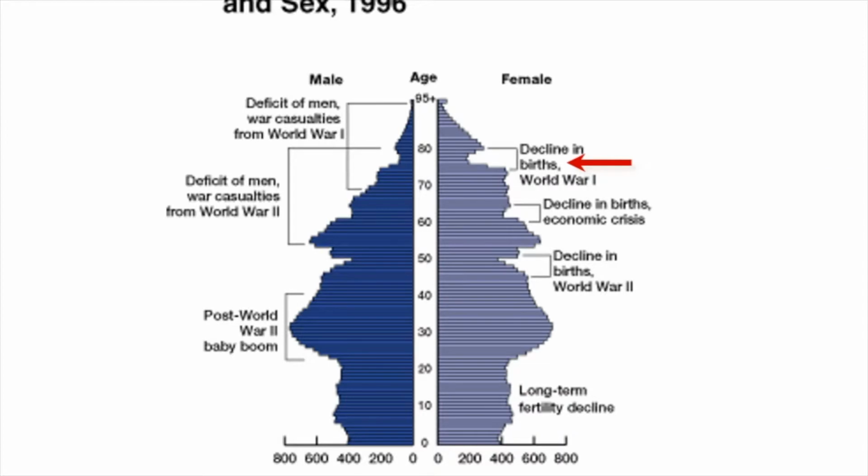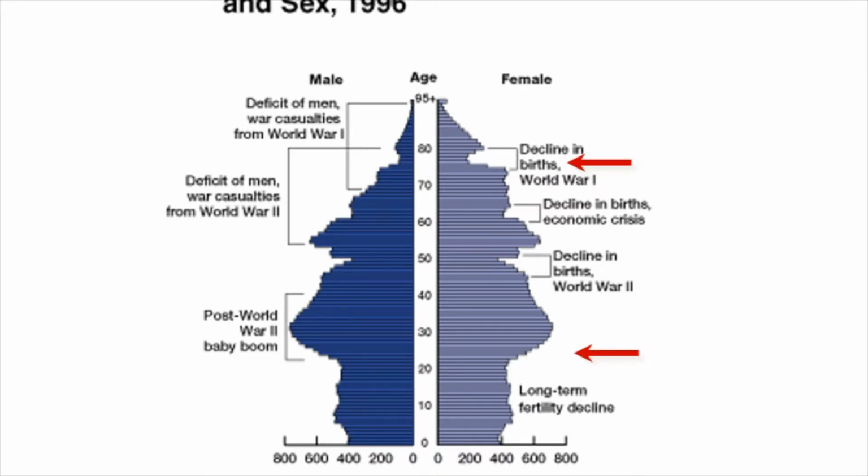You can see that all of this can be interpreted into many aspects of the social issues in the country of Germany. First, decline in birth due to World War I. Second, decline in birth due to the economic crisis. Third, decline in birth due to World War II. And the long-term fertility decline for the female and for the male.